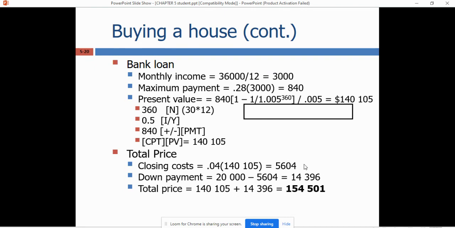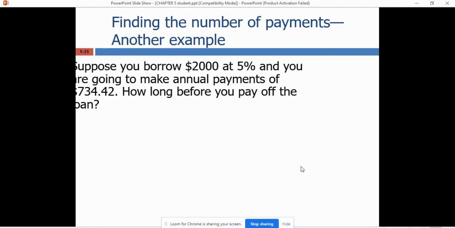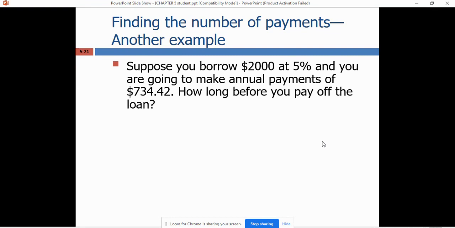All right, so let's move on to the next example. Here you have, suppose you borrow 2,000 at 5% interest and you're going to make an annual payment of 734.42. How long before you pay off the loan? So class, here you are asked to calculate the duration, right? And I is given, PV is given. When you borrow, you're borrowing now, so PV is given, and your annual payment of 734.42 is the annuity.